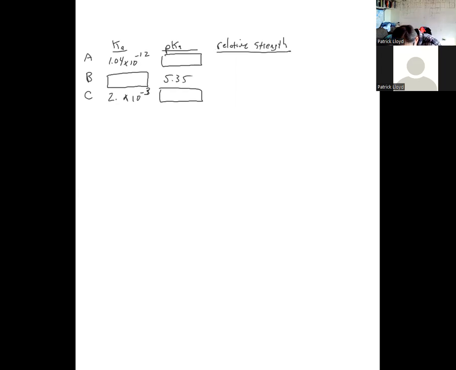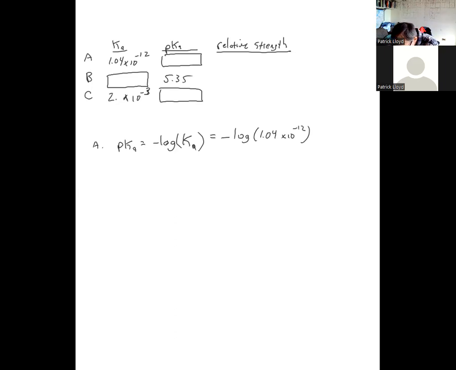Let's do part A. The pKa, as I said, is just the negative log of the Ka. I'll put that in parentheses. So pKb would be the negative log of Kb, right? pKw would be the negative log of Kw. pH would be the negative log of H plus concentration. So all we've got to do is negative log of 1.04 times 10 to the minus 12.